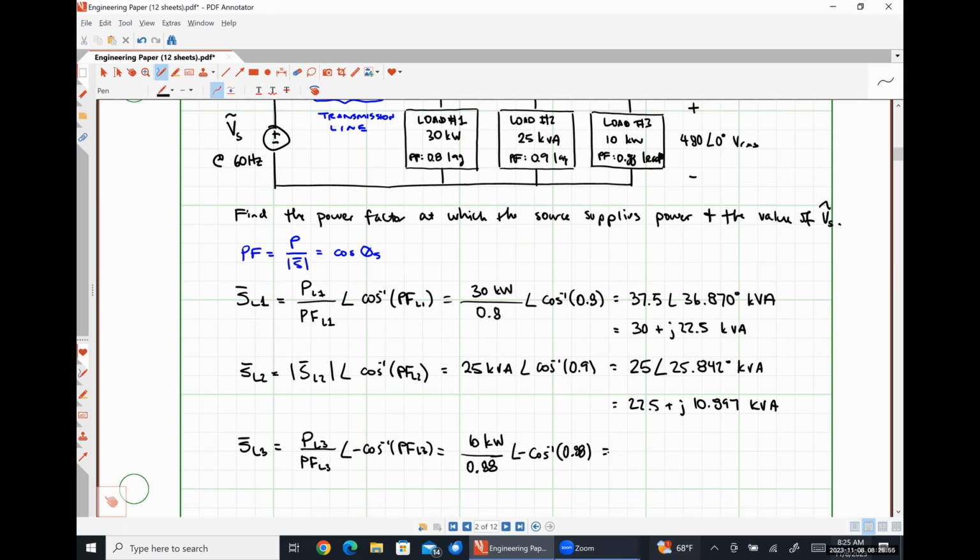And I get 11.364 with an angle of negative 28.358 degrees kilovolt amperes, and expressed in rectangular form, this looks like 10 minus j5.397.